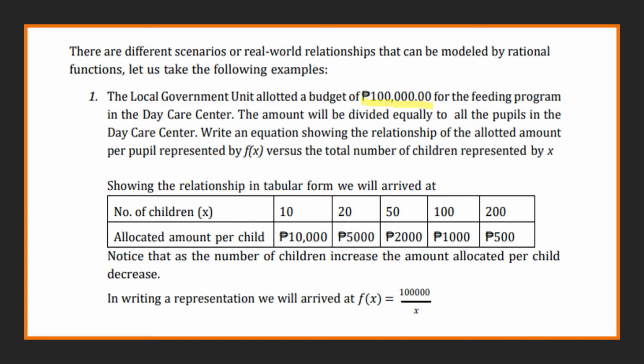So, in writing the expression, we will arrive at f of x. So, gagamitin natin yung doon sa situation, f of x is equal to 100,000 divided by x. So, x refers to the number of children.